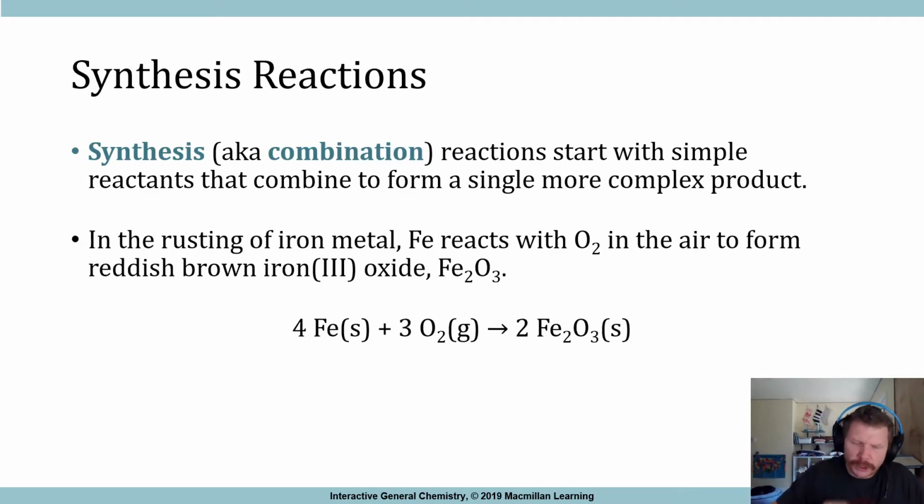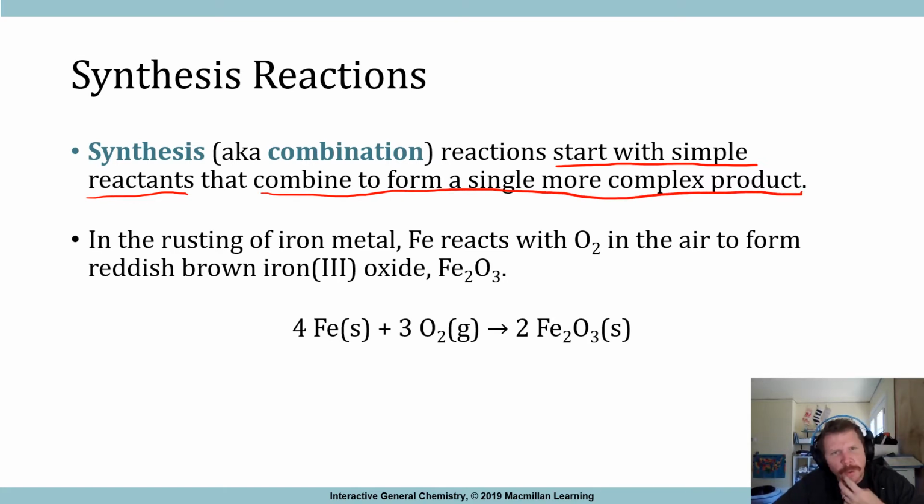All right, synthesis reaction is the first type of reaction. Think of that word, synthesis, synthesizing, producing something. A synthesis reaction starts with simple reactants that combine to form a single, more complex product. So here's what we've got: iron plus oxygen makes iron 3 oxide. This is the reaction that's taking place when iron rusts. So think about this as 2 things become 1. 2 things combine to make 1 thing. That's a synthesis reaction.